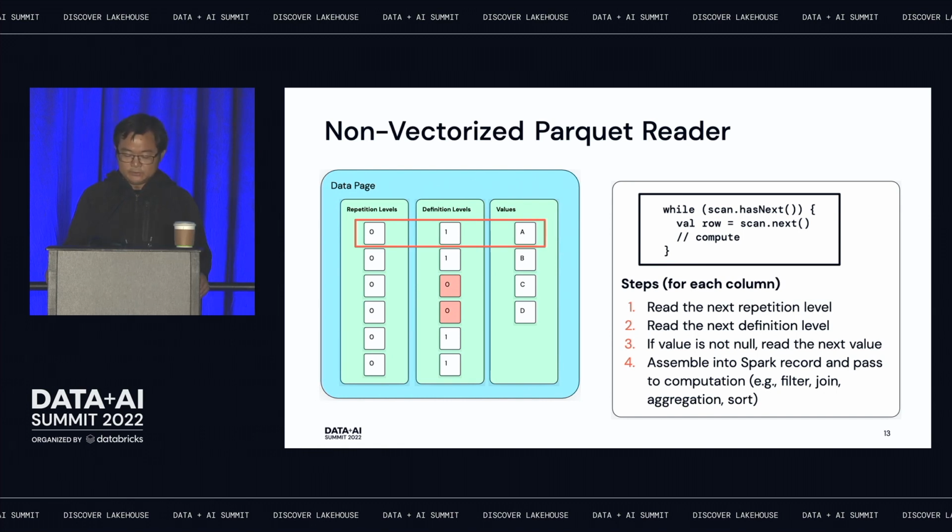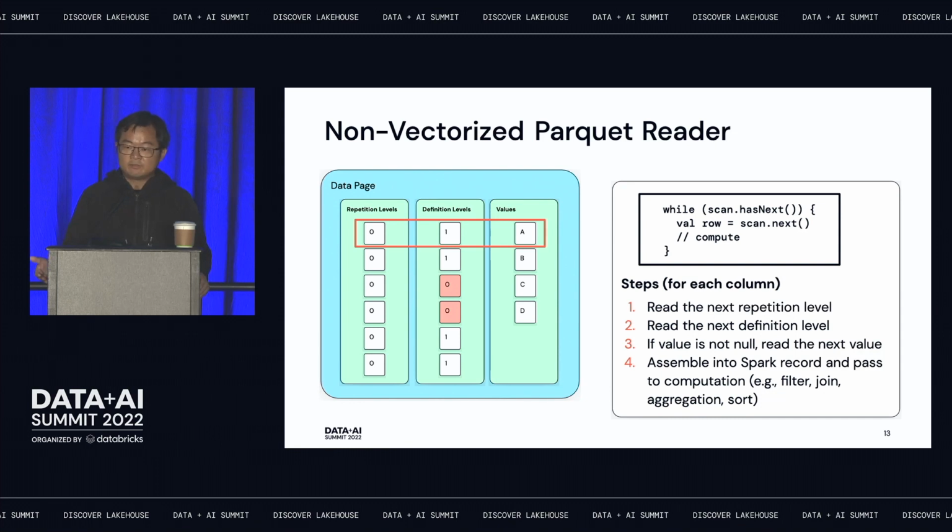So in order to process the Parquet source, Spark basically just needs to, for each column in the read schema, first read the next repetition level, and the next definition level, and then the next value.